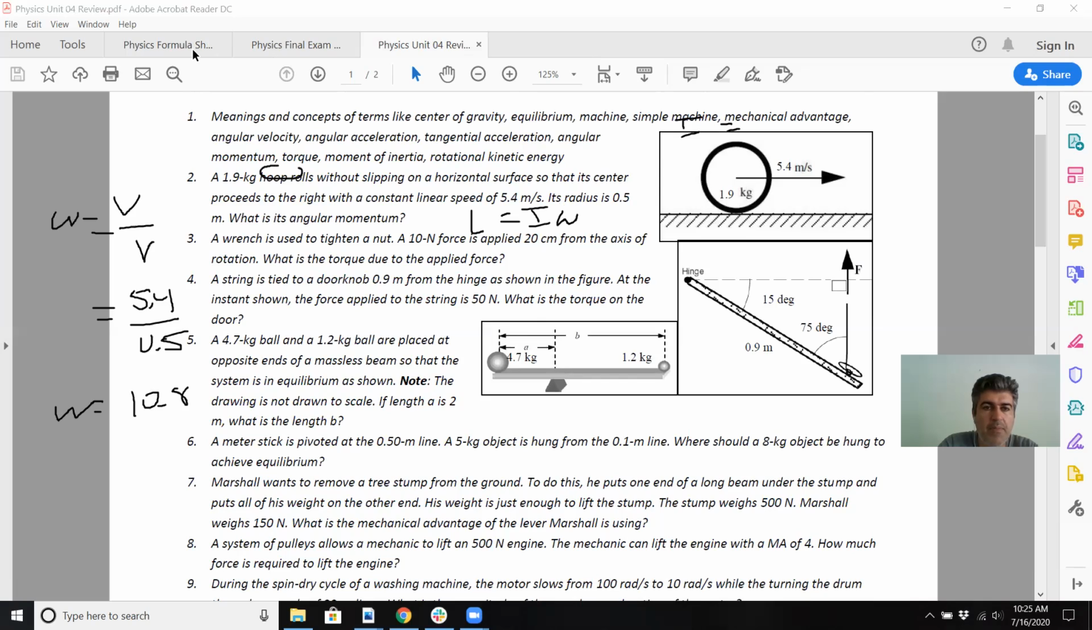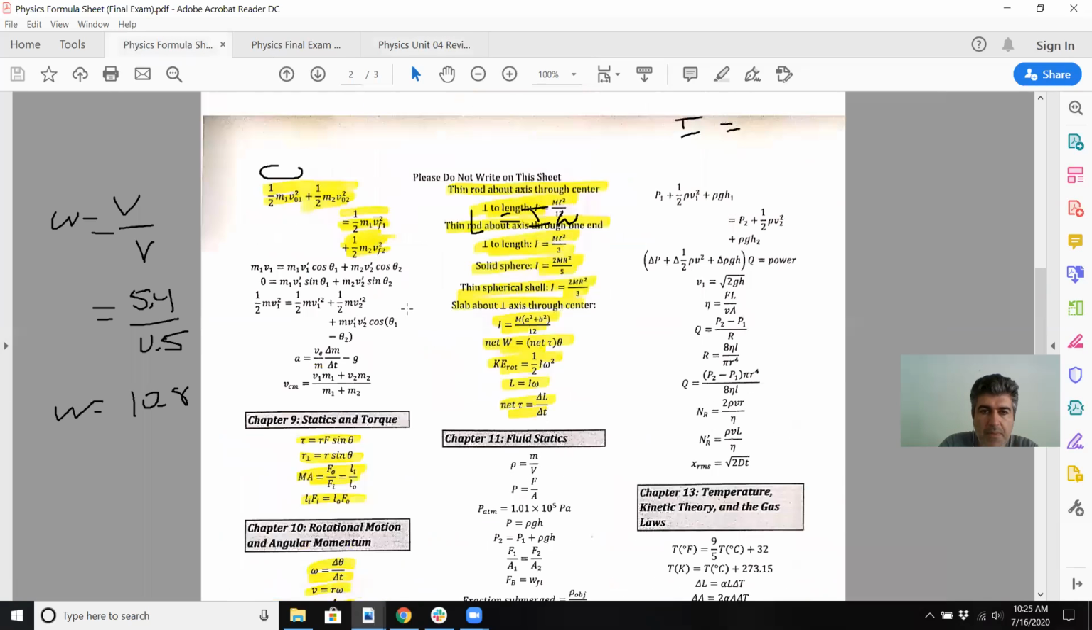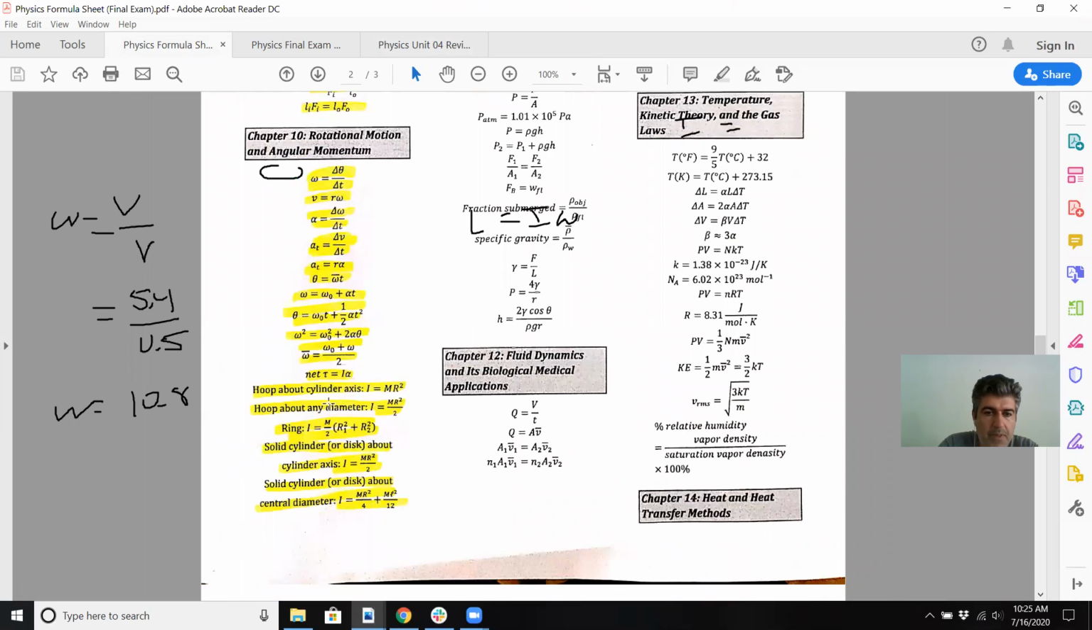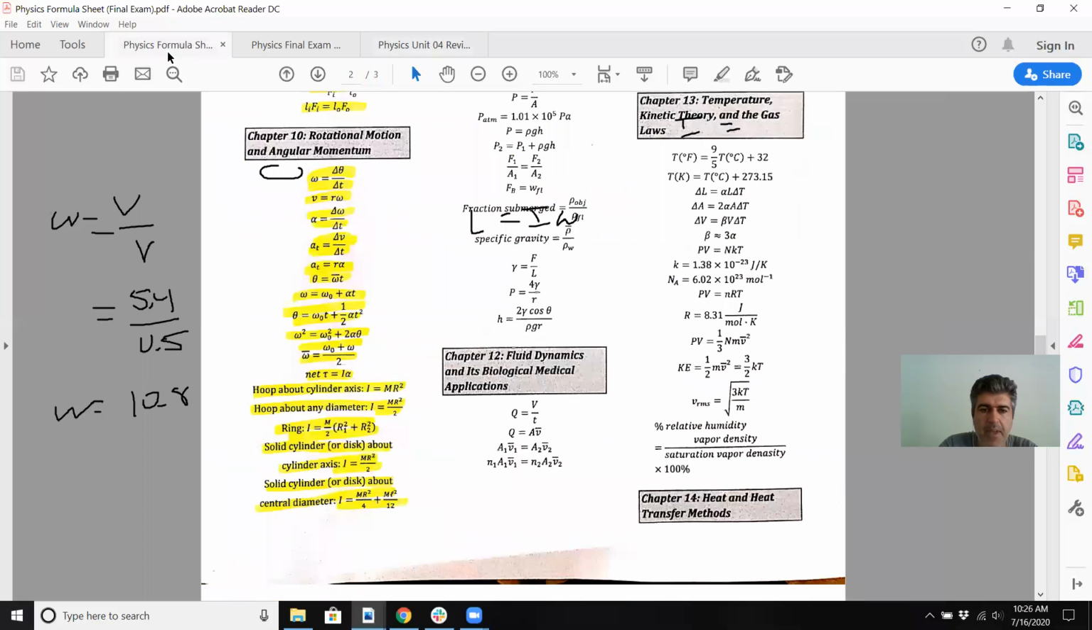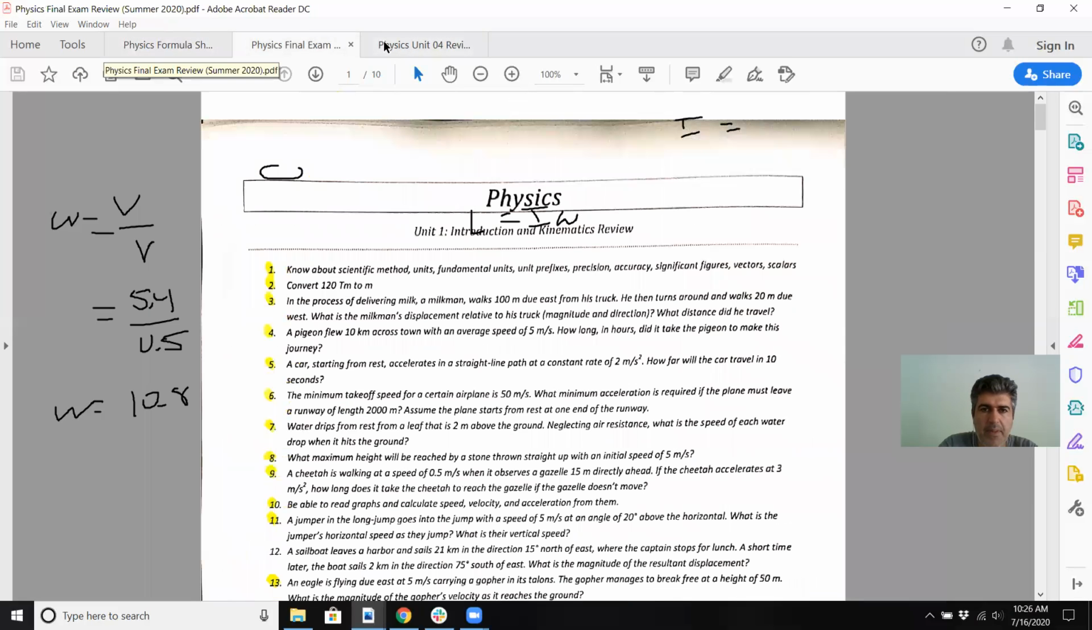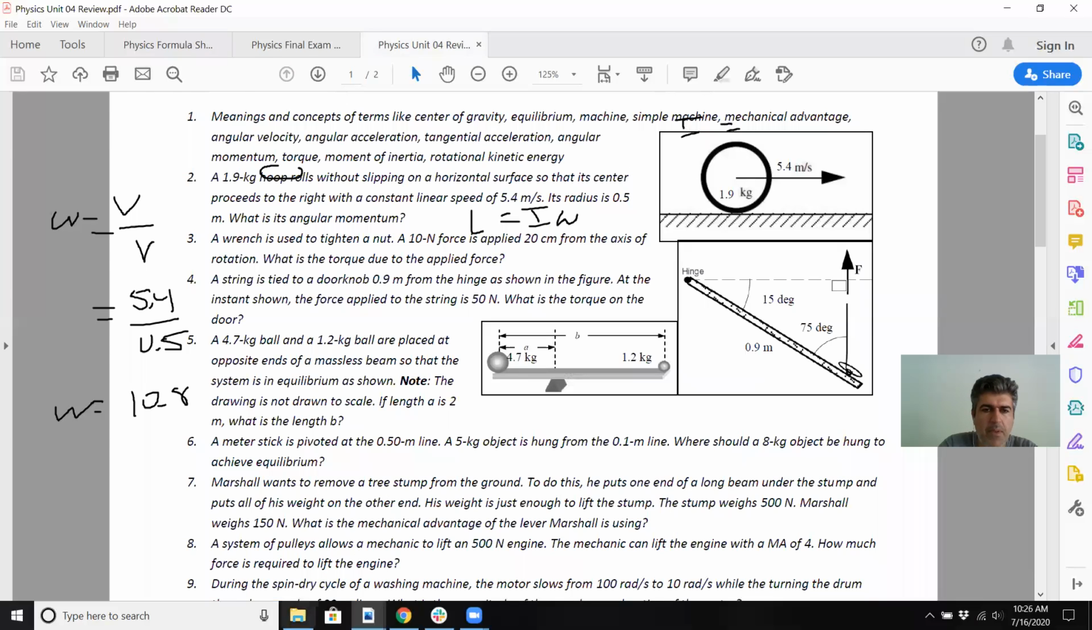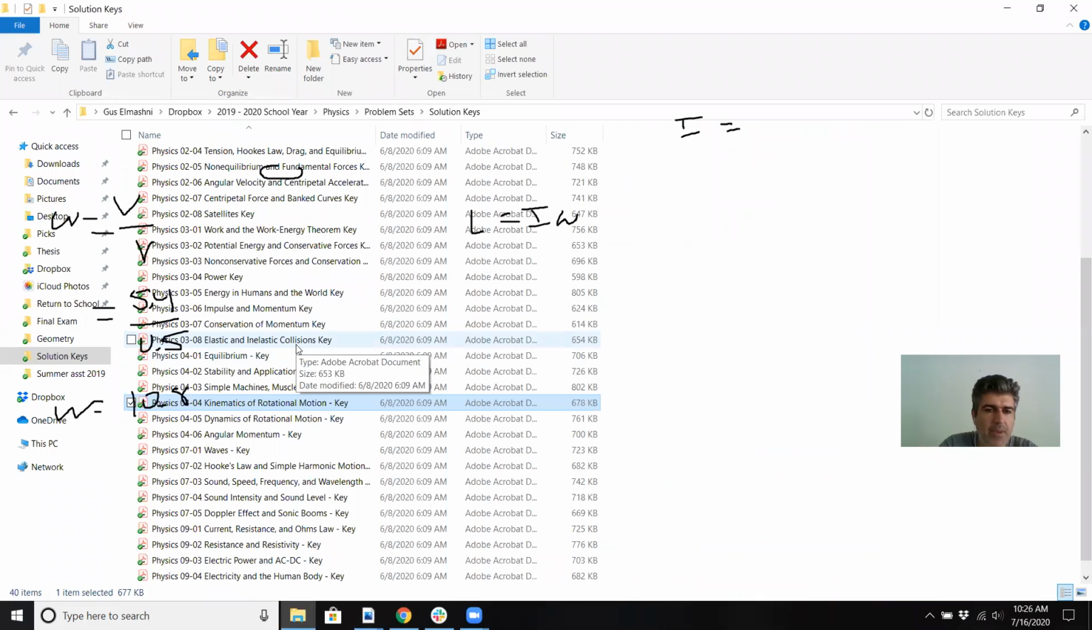So we go back to our formula sheet again. For hoops, is it about any diameter? It's going to be about a cylinder axis, because of what you're doing here if you think about the rotation. Let me show you the notes, that might make a little more sense. I'll probably just give you the inertia formula next to the problem, so you don't have to worry about that, because that can be a little dicey.